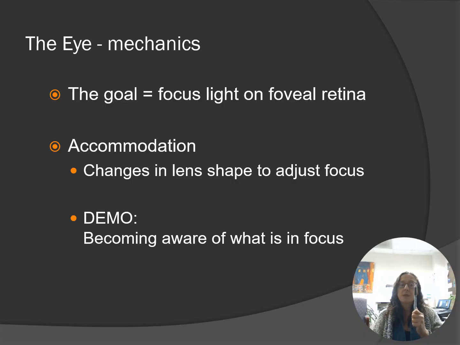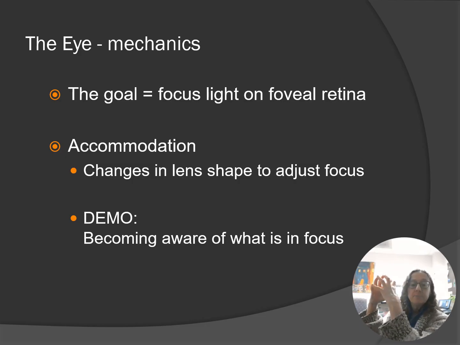My pen's too close. Okay, but what's happening now is the light's coming in at an angle. And so now we're going to fatten up that lens so that it bends the light more to get it focused on the retina. That's just becoming aware of this accommodation: the lens is changing its shape to accommodate for whether we're looking at something close versus far away.